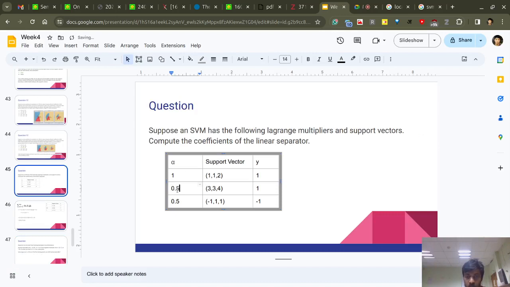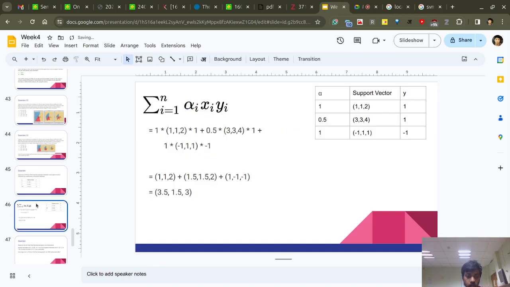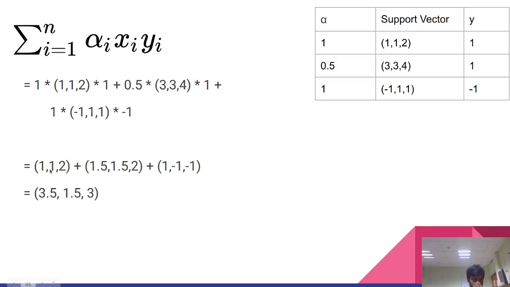Sir, how will you calculate 3.5? How did you calculate 3.5, sir? So up to this, is it clear? Yeah, this line is clear. You just do element-wise addition: 1 plus 1.5 plus 1, 1.5, 2.5. Okay. 1, 1, 2.